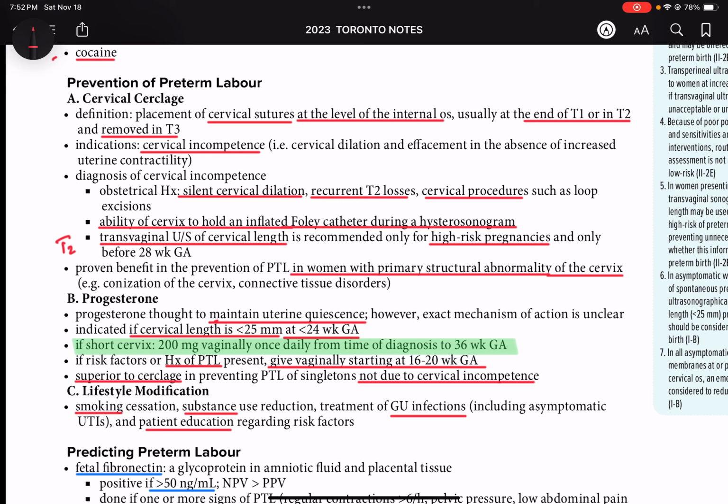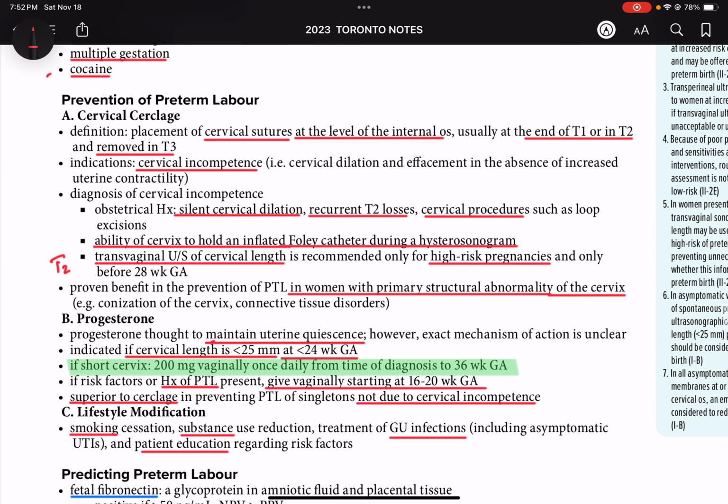And we can also check it by the ability of cervix to hold an inflated Foley catheter during a hysterosonogram. So we could insert and then inflate a Foley catheter, and just look at the ability of the cervix to hold it. Transvaginal ultrasound of cervical length is recommended only for the high-risk pregnancies and only before 28 weeks. So we can also do transvaginal ultrasound. These are the three ways we can diagnose cervical incompetence.